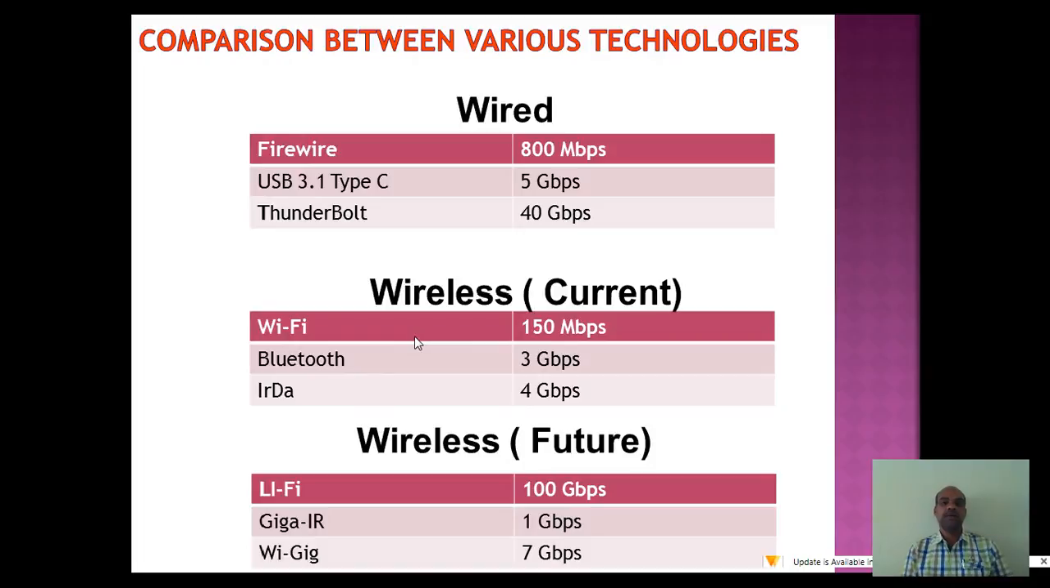Let us discuss some comparisons of the various technologies. We will divide the technologies into wired technology, current wireless technologies, and future wireless technologies. In wired technology, we have FireWire, which can transmit up to 800 Mbps, and another technology called USB, which is a product of IBM, and we have several versions of USB: USB 1, USB 2.0, USB 3.0, USB 3.1 Type C, and USB 3.1 second generation.